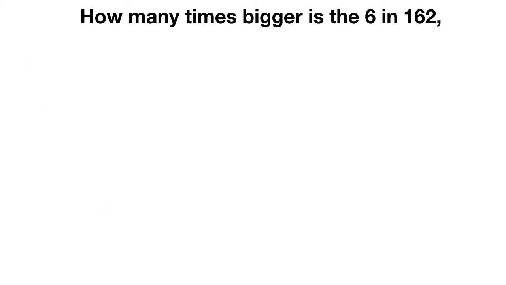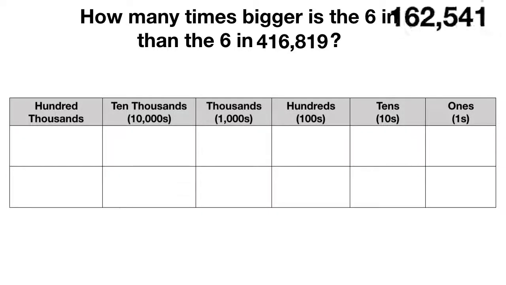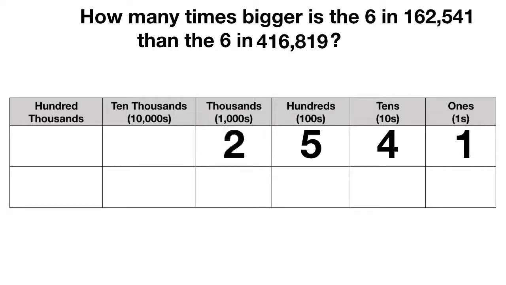Let's answer, how many times bigger is the 6 in 162,541 than the 6 in 416,819? Well, again, we'll start with the place value chart. We'll add our first number in, digit by digit, and then our second number, digit by digit.